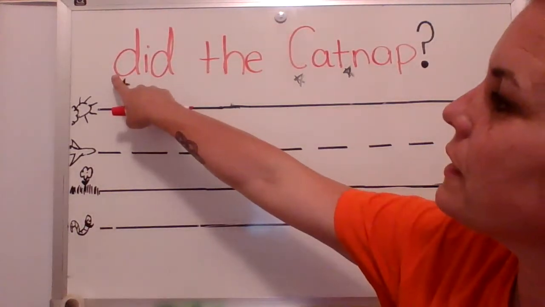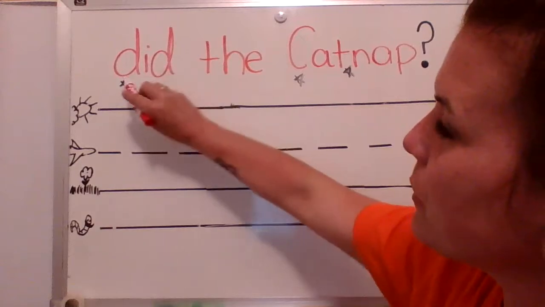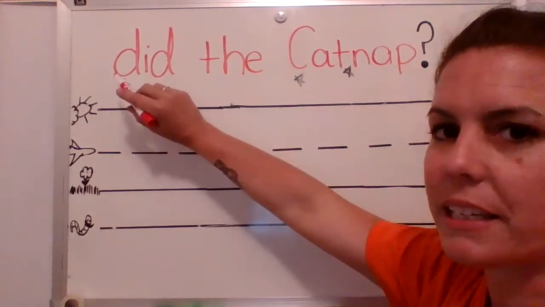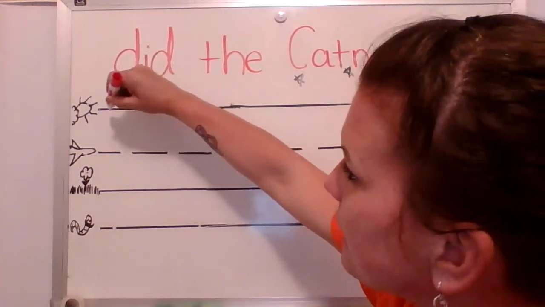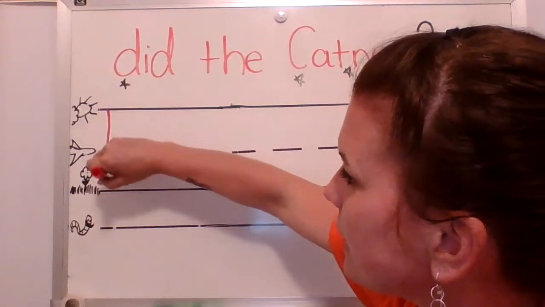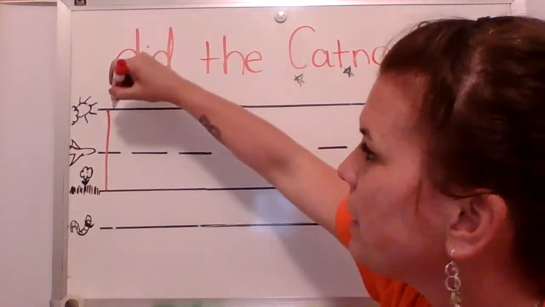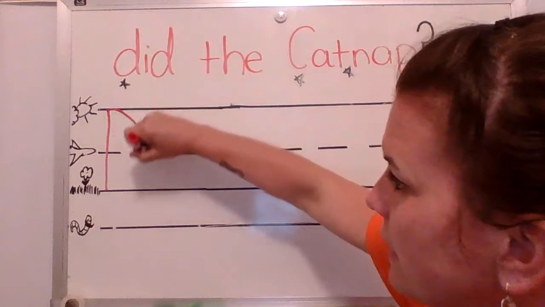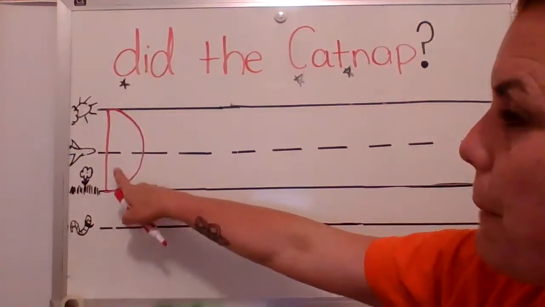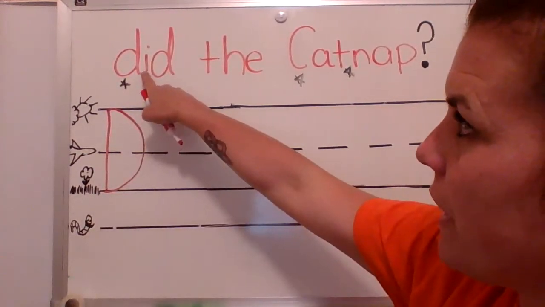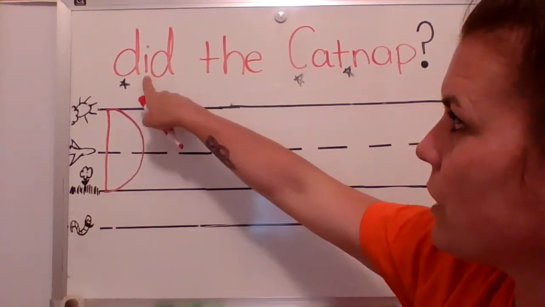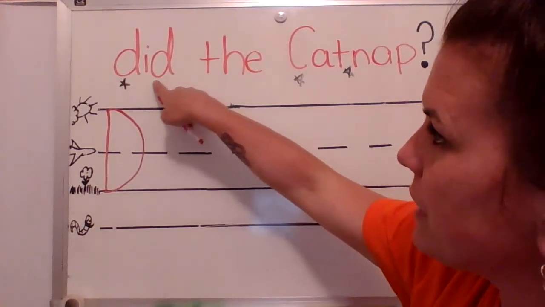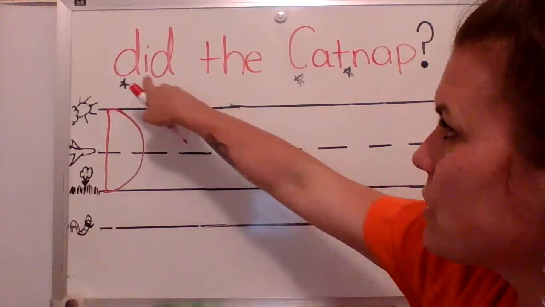The first word is did. Did. Now we remember we need an uppercase letter in the first spot, so we're going to start on the skyline, go down to the grass line, pick your marker up, go back up to the skyline, and around to the grass line. That's an uppercase D. Now the I and the D for the rest of the word already look correct. We don't need to make any changes, so I'm just going to copy.